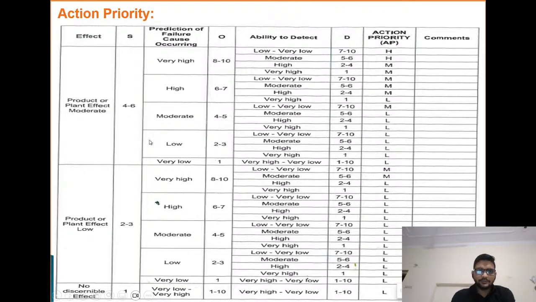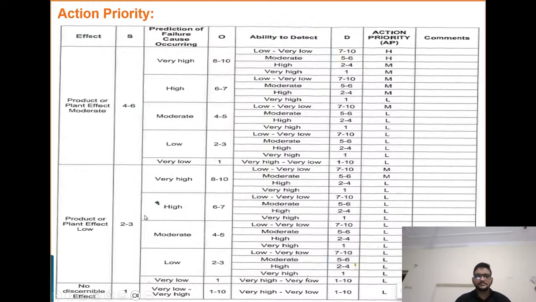Now the severity is 4 to 6 and occurrence is 2 to 3 and detection is 1 to 10, all are low. And severity 4 to 6 and occurrence is 1 and detection is 1 to 10, all are low.